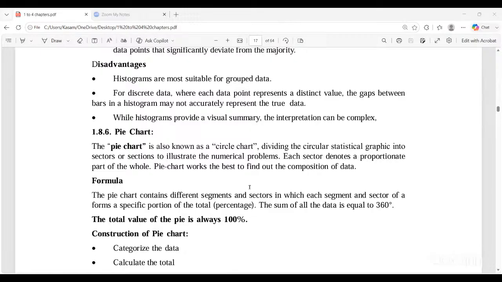So pie chart is also known as circle chart. The pie chart, known as circle chart, divides the circle statistical graph into sectors, sections, and illustrates numerical numbers. Each sector denotes the part of the whole.